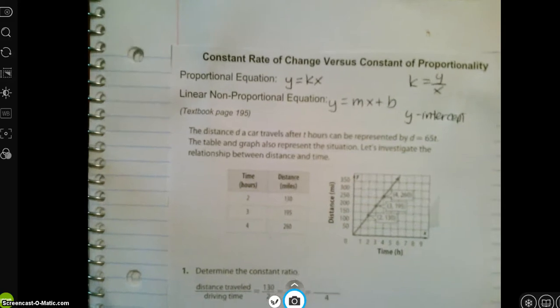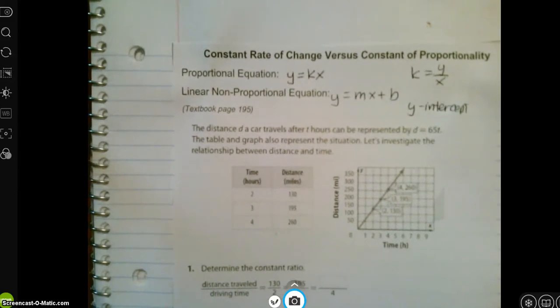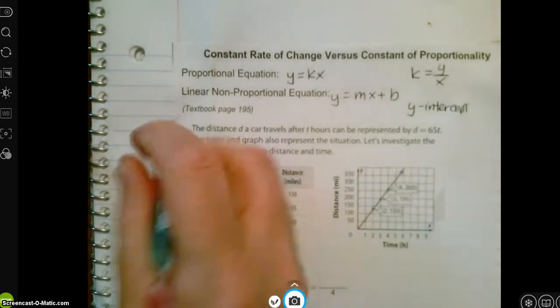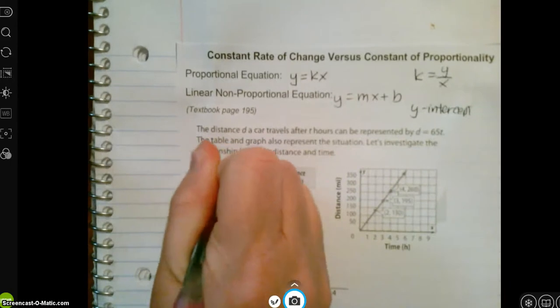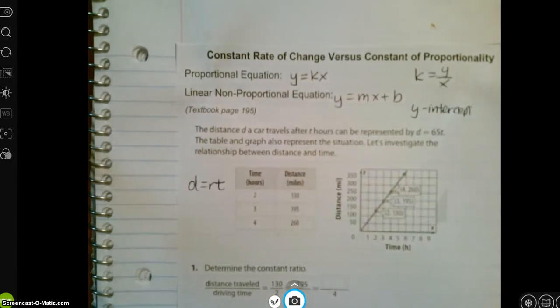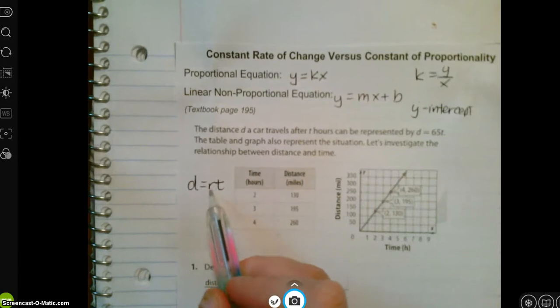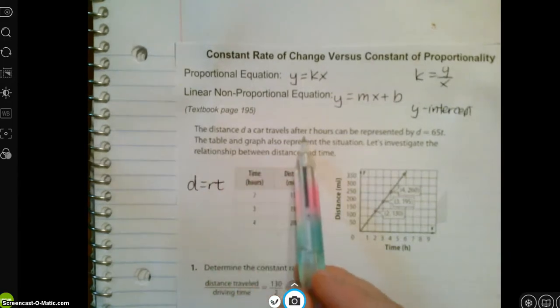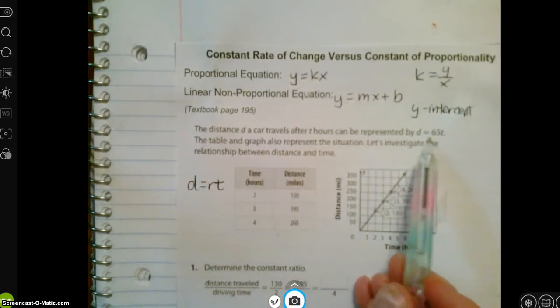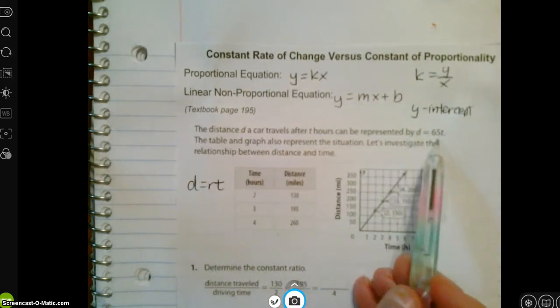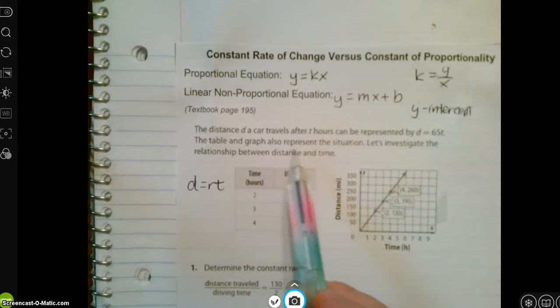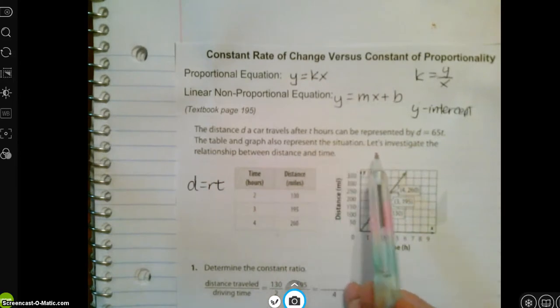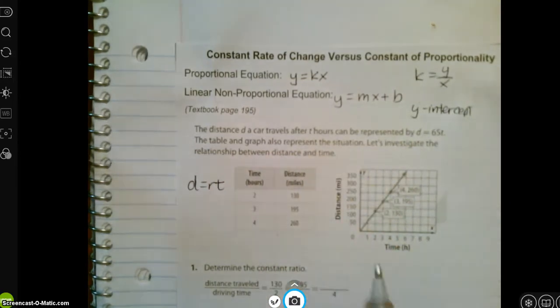Okay? So right here it says the distance a car travels after t hours can be represented by d equals 65t. This is an equation that we definitely want to make sure we know. You might use this in science. Distance equals rate times time. Rate in this case will be speed. So one more time, d equals 65t, where d is distance, t is time. The table and graph also represent the situation. Let's investigate the relationship between distance and time.